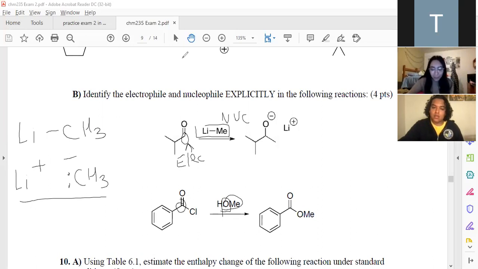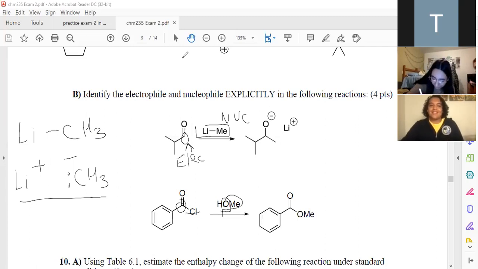Okay. What is the chlorine? It is not the nucleophile. It is not the electrophile, but it is something else. A two-word phrase. Give me an L. Give me an E. Give me an A. Give me a V. Give me an I. Give me an N. Give me a G. Group. Leaving group.